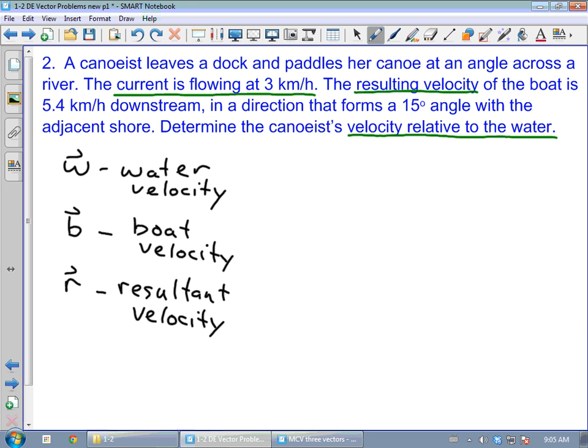You might be tempted to use C as a vector in there, but then it gets confusing because does C represent the current or does C represent the canoe? So it's best to just avoid C altogether in this question.